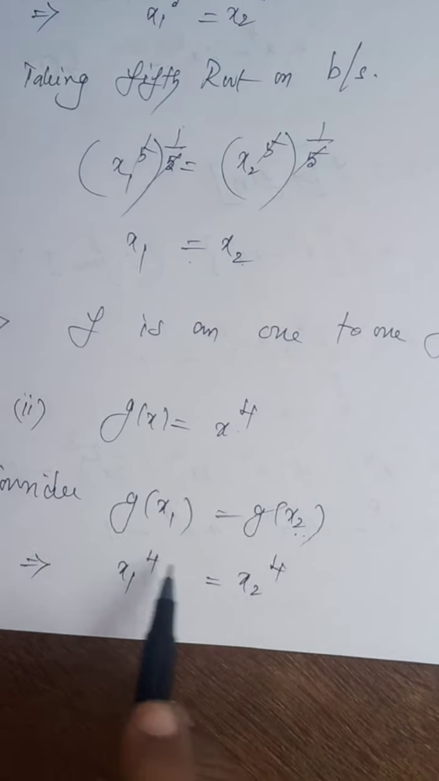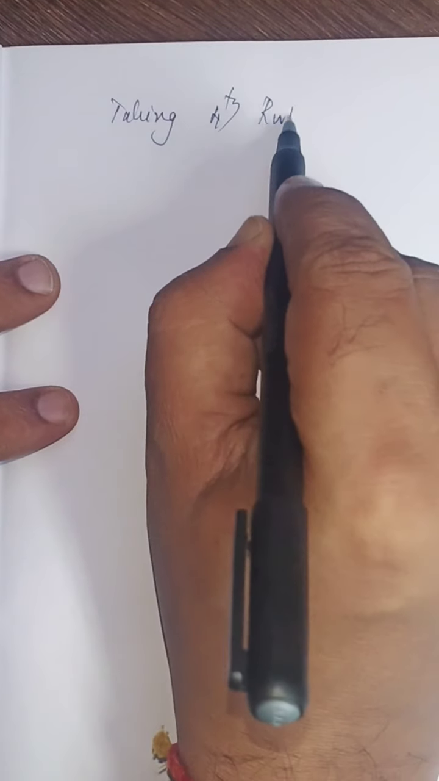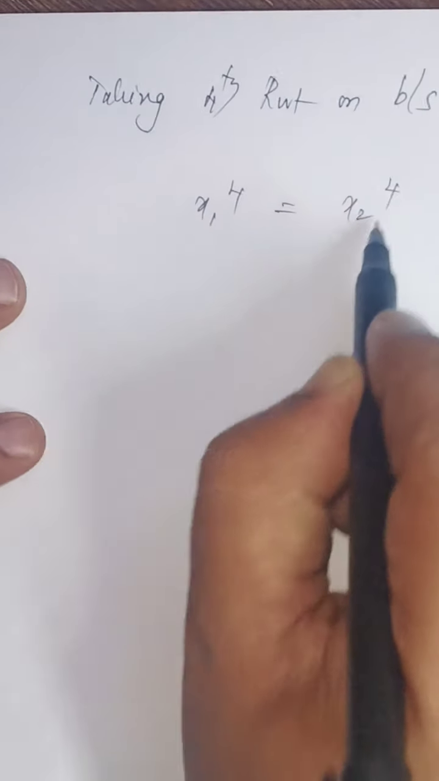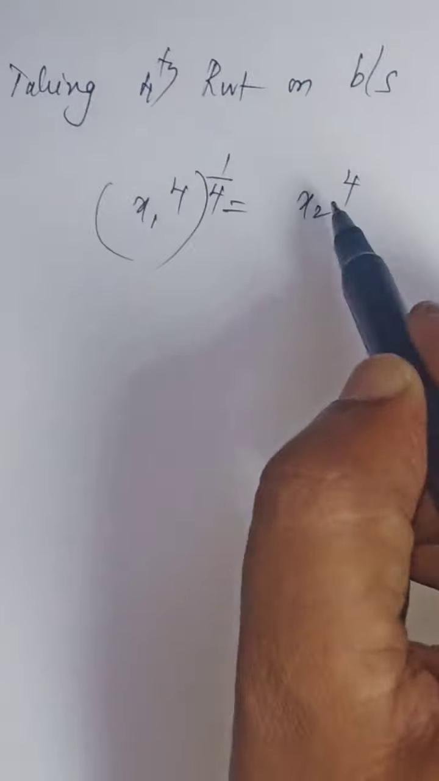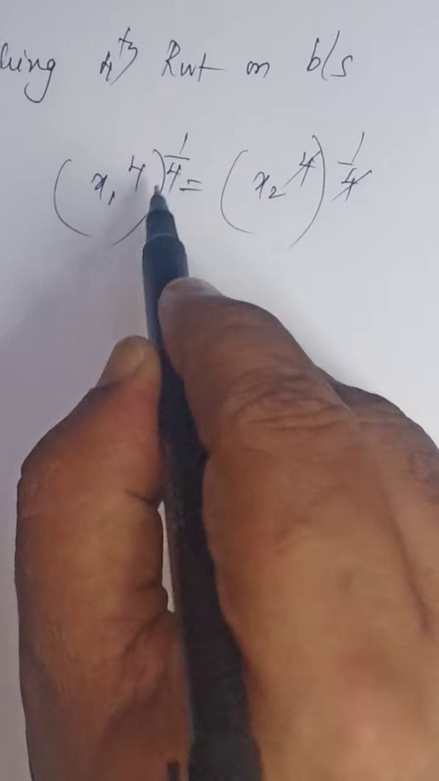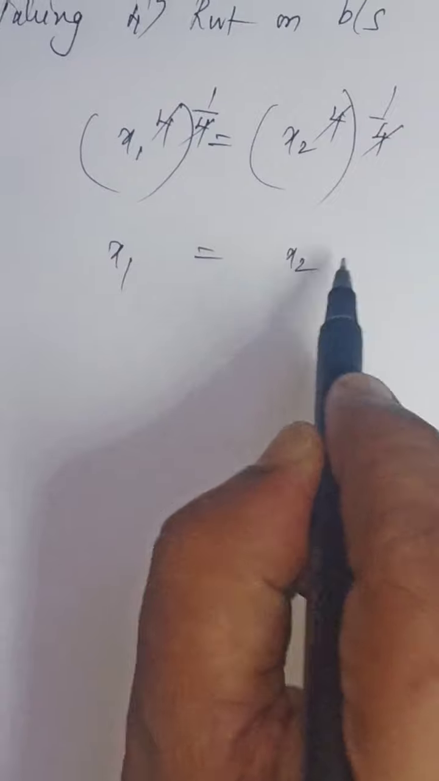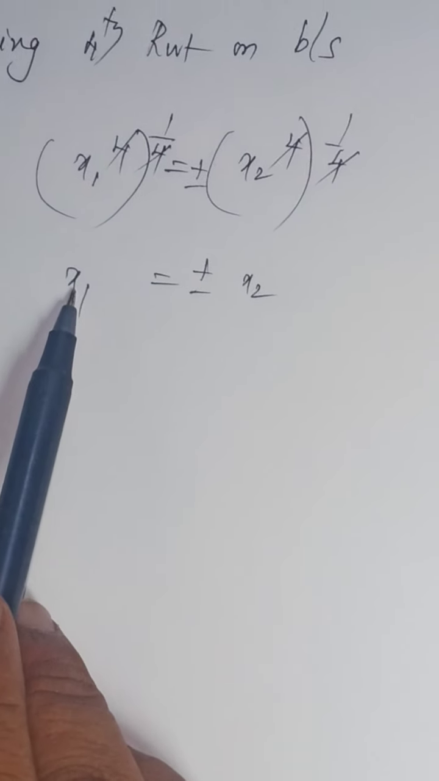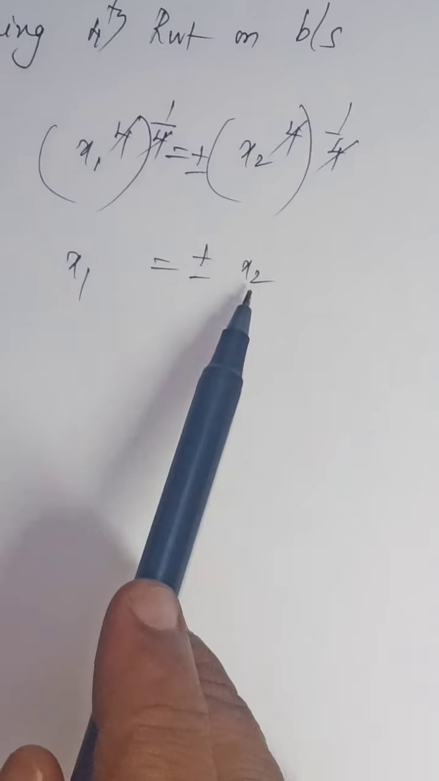Look at the powers. 4, an even number. So for eliminating that 4, since the power is 4, you have to take the fourth root on both sides. Fourth root on both sides, x1 power 4, x2 power 4. Fourth root means you have to write 1 by 4 in the power. So 4 gets cancelled, x1 equals x2. Since power 4 is an even number, already told you, you have to introduce the plus or minus symbol. So we have x1 equals x2 as well as x1 equals minus x2.